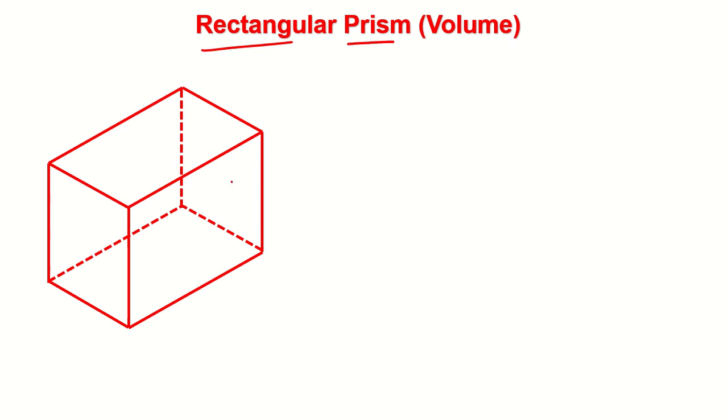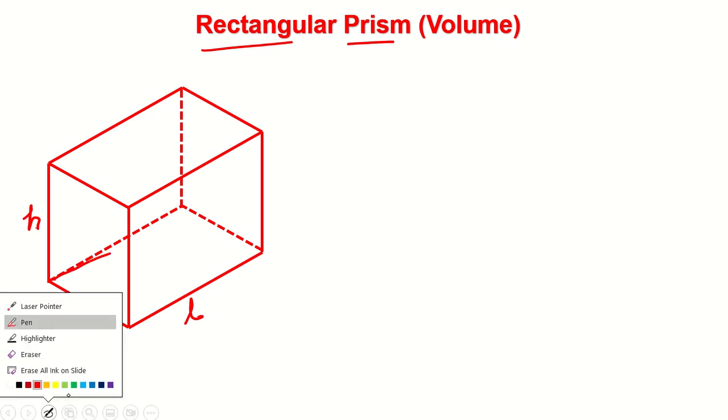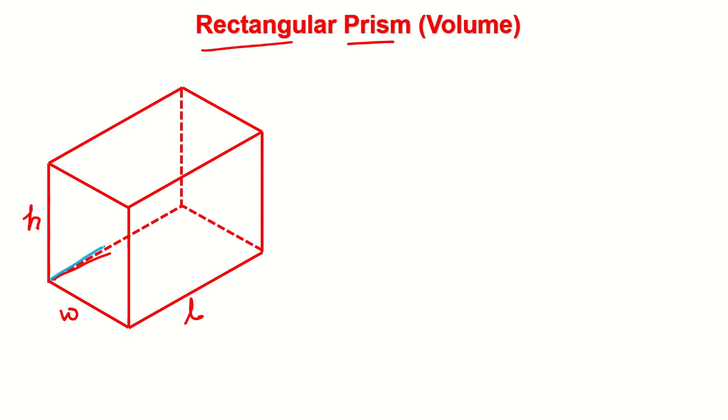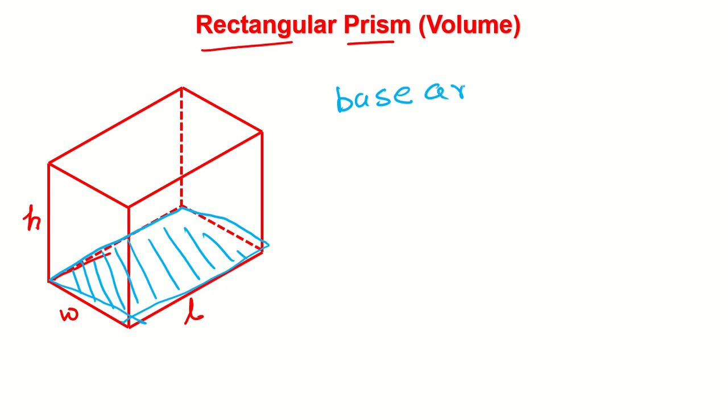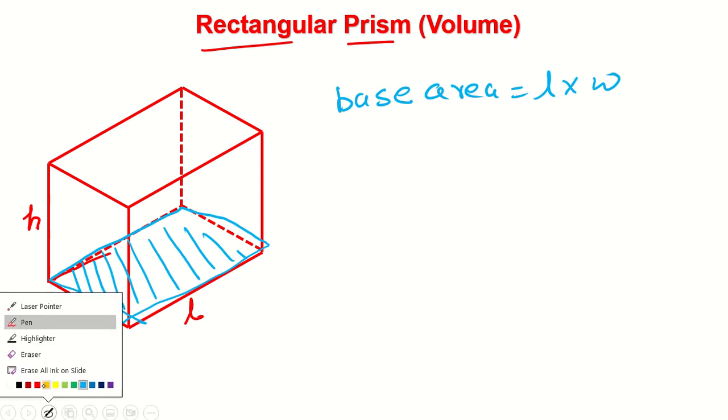Now you can see here we have three things in the prism. The first is called length, another is called width, and the third is called height. This surface, I'll change the color so that you can understand, is called the base. Base means the downmost surface. So what will the base area be here? The base is a rectangle, so the area of a rectangle is length multiplied by width. So what is the volume of the rectangular prism?